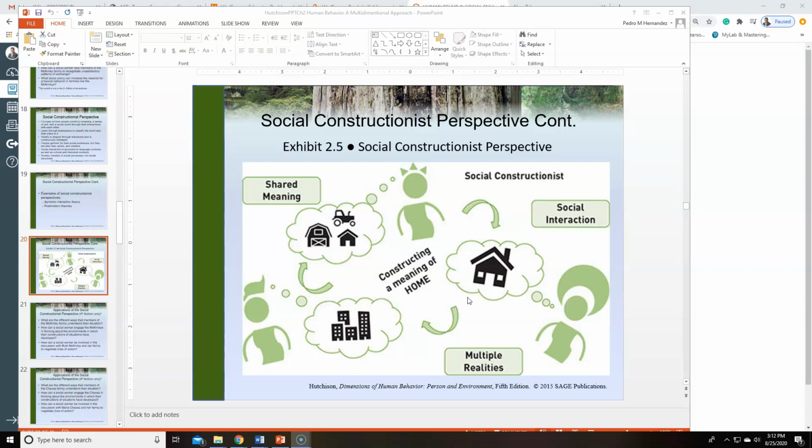So, why does this matter, right? Well, because sometimes we think about, as social workers, that, oh, this is a reality. But is it? Can we change the social construction of certain concepts to maybe fit our situation better, to advocate, right?